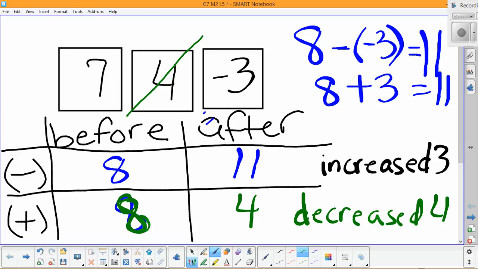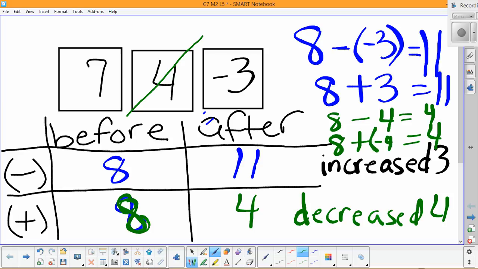And let's see if that works with the green. For example, we had 8 when we subtracted a positive 4. If I want to change this to addition, I have 8 plus something gives me 4, and that something has to be negative 4. So again, I kept the first number, changed the operation, and then changed the sign on the second number. So 8 plus a negative 4 is equivalent to 8 minus 4. And that's keep, change, change in a nutshell. Once you've done the keep, change, change, you can add like normal.